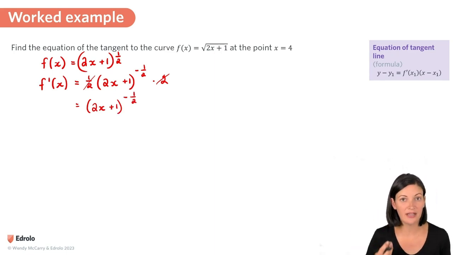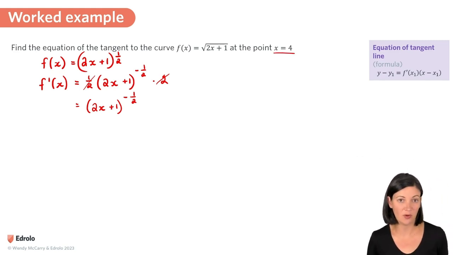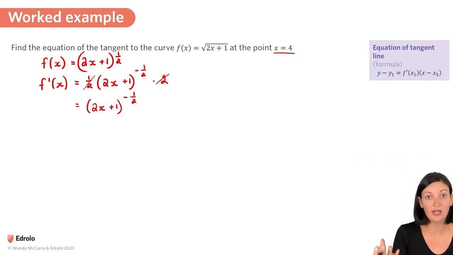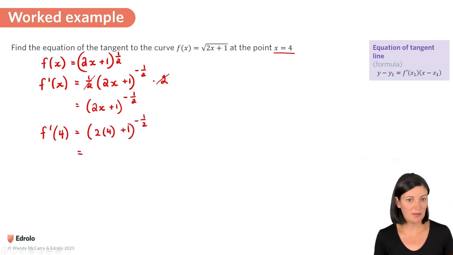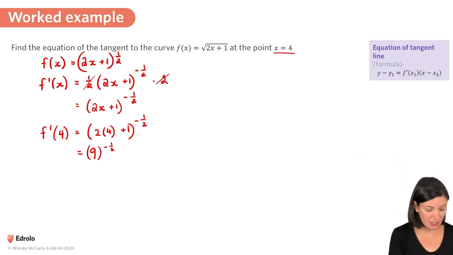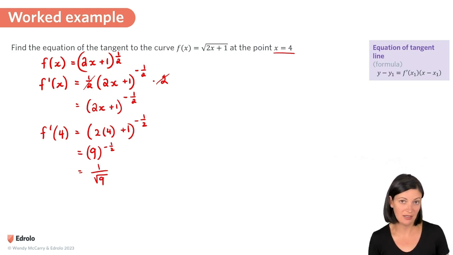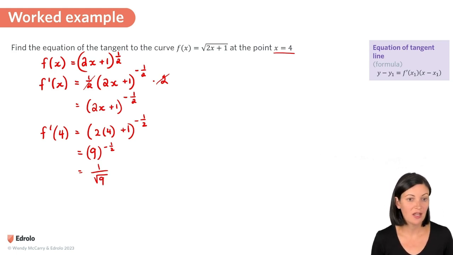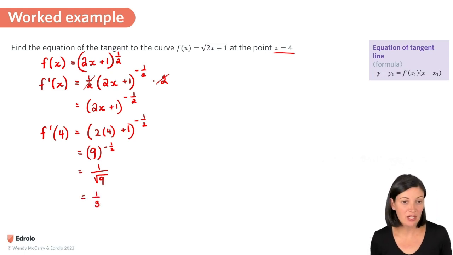Okay, now I've got to find the value of the derivative at the point that I've been given. So at x equals 4. So I'll substitute x equals 4 into my derivative. Okay, so 2 times 4 is 8, plus 1 is 9. So I get 9 to the power of negative 1/2. Negative 1/2, I can rewrite that as 1 over the square root of 9. Okay, the square root of 9 is 3, so I end up with 1/3 as my gradient.